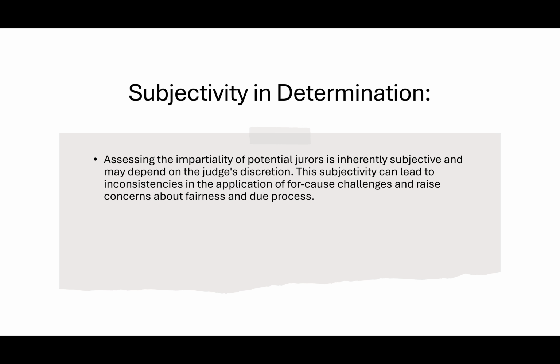The subjectivity in determination: assessing the impartiality of potential jurors is inherently subjective and may depend on the judge's discretion. This subjectivity can lead to inconsistencies in the application of for cause challenges and raise concerns about fairness and due process. Depending on the judge, the jurors that he or she keeps may be different from the jurors that other judges may keep, and that will lead to inconsistencies.